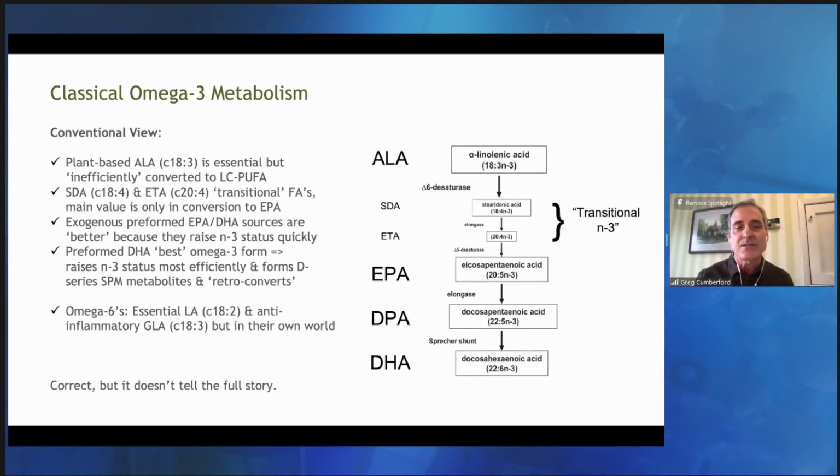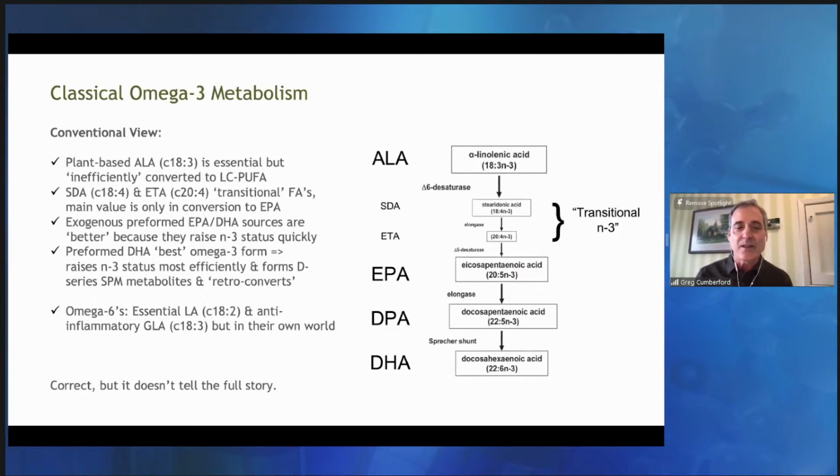And it's become part of that same dogma that Adam talked about, that exogenous preformed EPA and DHA sources are considered better because they raise the omega-3 status more quickly or more efficiently. And in some way that makes preformed DHA the best omega-3 form because it raises that omega-3 status most efficiently, forms newly recognized D-series SPM metabolites, and still many people believe that there is a kind of retroconversion benefit, which Adam has described is really not the case.